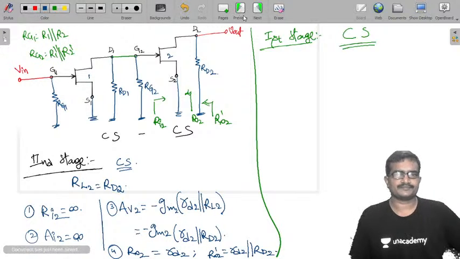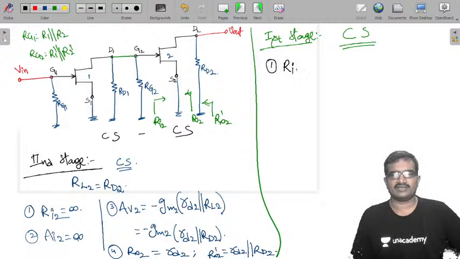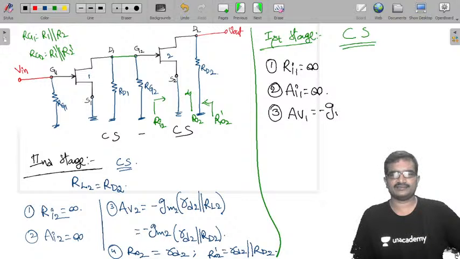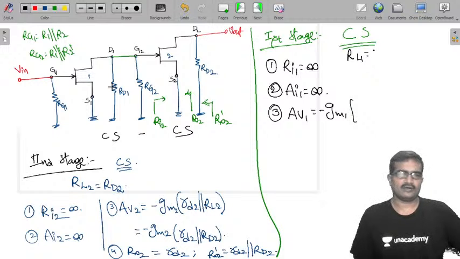Now analysis of second stage. First Ri1, it is infinity because of gate current 0. Next AI1, again infinity. Third one AV1, minus gm1 into, sorry, first you need to write RL1, sir. RL1 is output of this one.